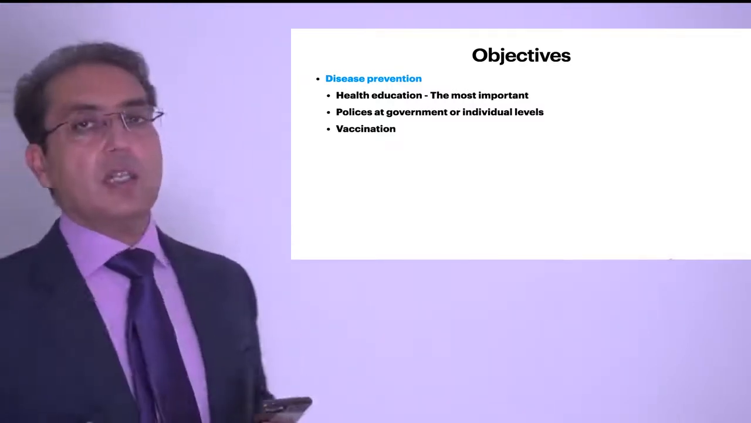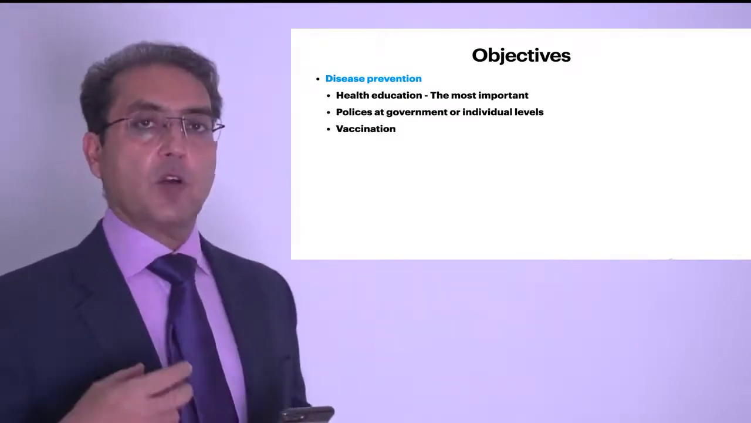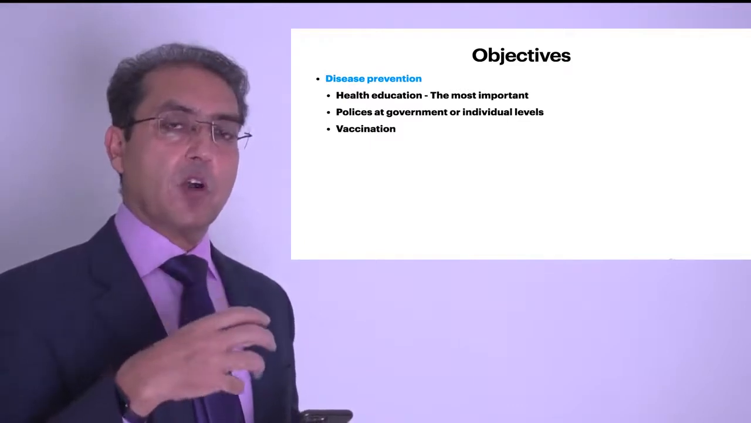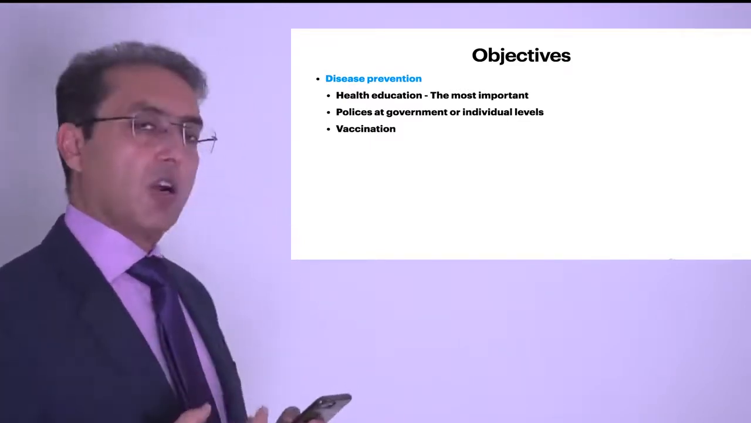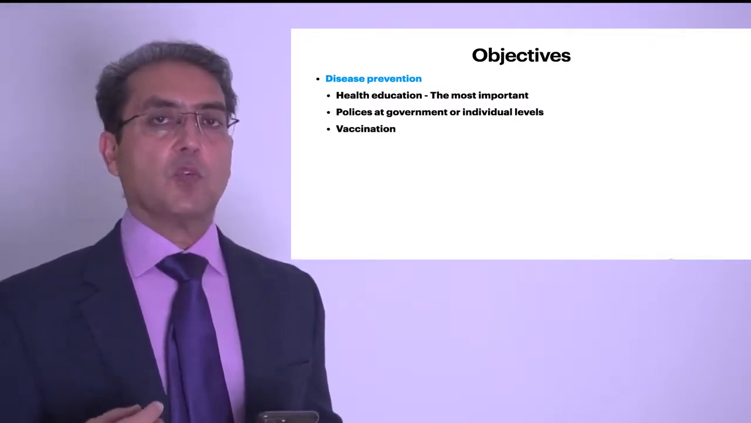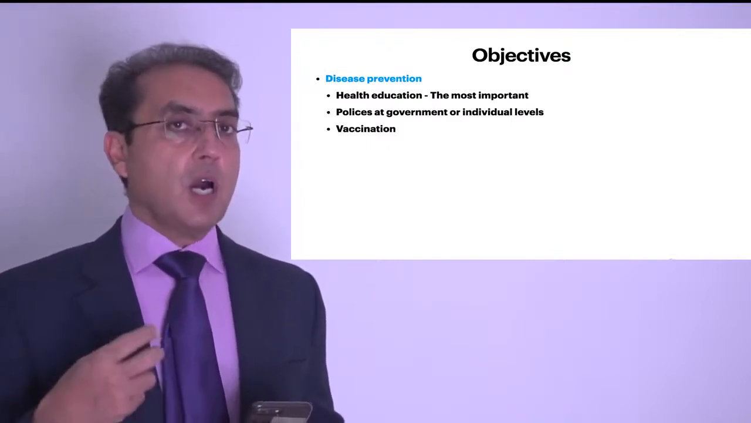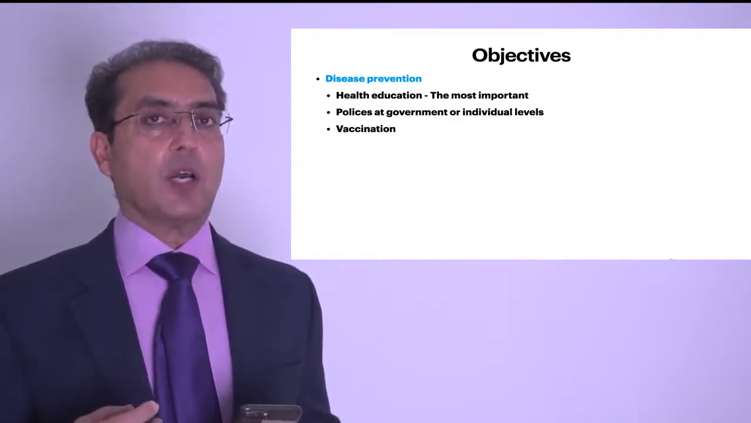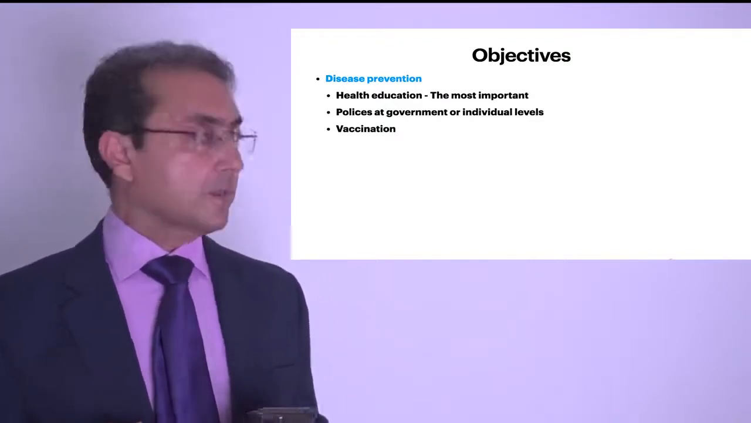And then you got these policies which are generally made at the government or individual levels, which I already told you that they can be decided by the government or by the institution. And then we got another preventive measure, which is vaccination. When you vaccinate an individual, it means you are going to produce a sort of defense in that individual against certain diseases. These diseases are generally infectious diseases.